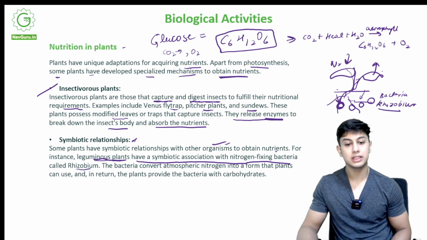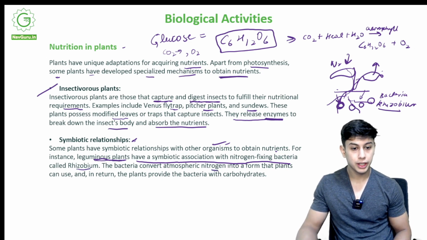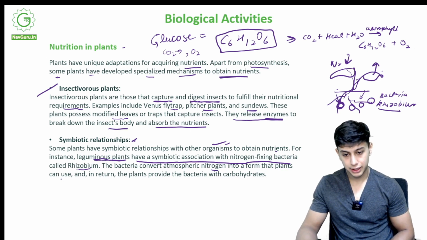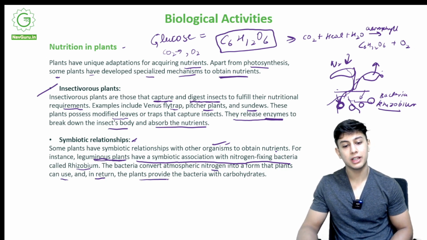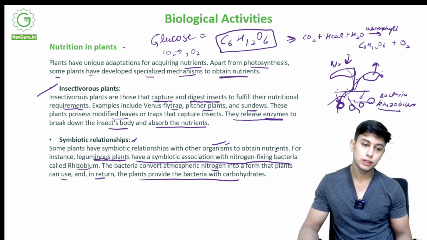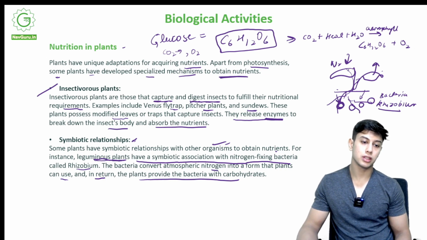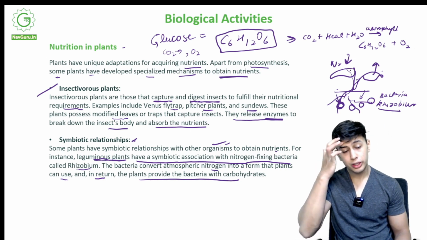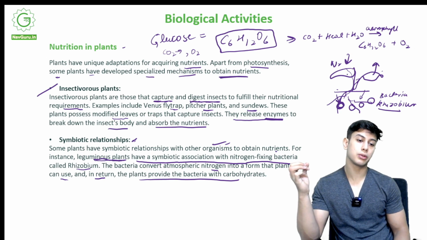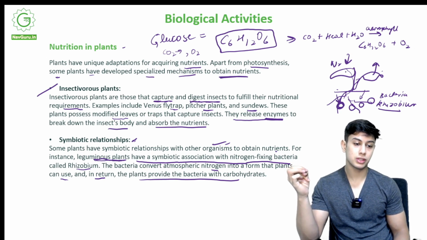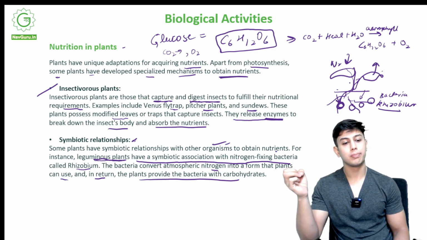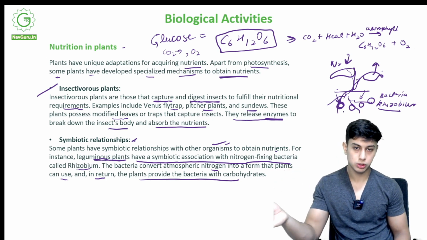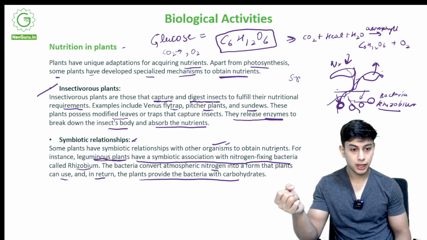The bacteria converts atmospheric nitrogen into a form that plants can use, and in return the plants provide the bacteria with carbohydrates. So since this is being used, right, it will make food using nitrogen, it will help the process of photosynthesis, and the plant will give this bacteria carbohydrate, some food, some glucose, right, so that it can live as well. This is a symbiosis.